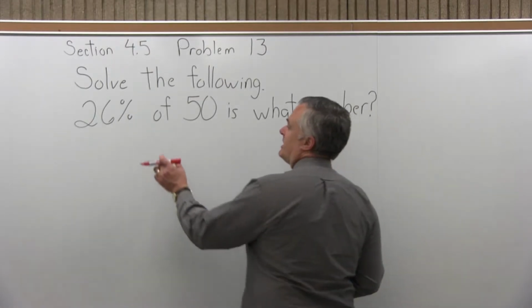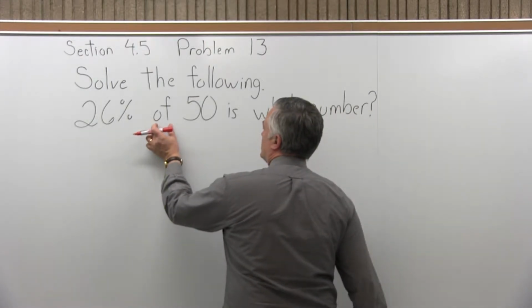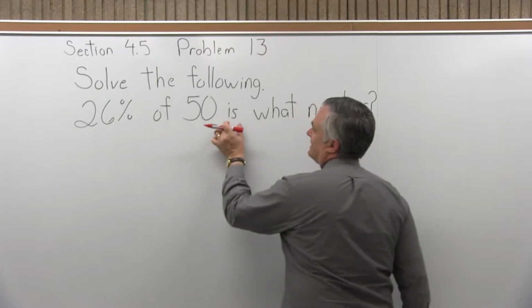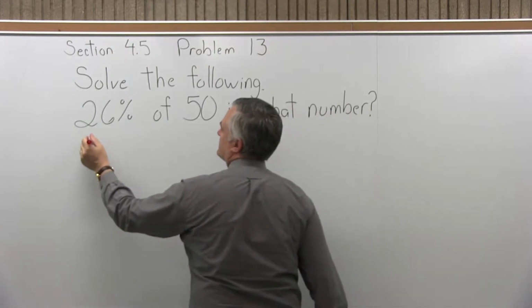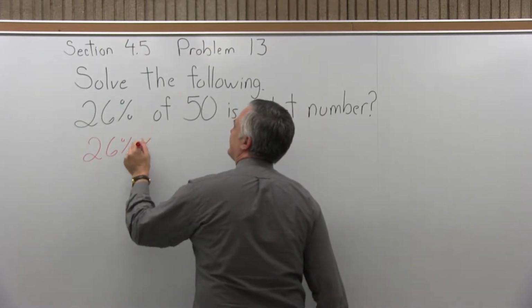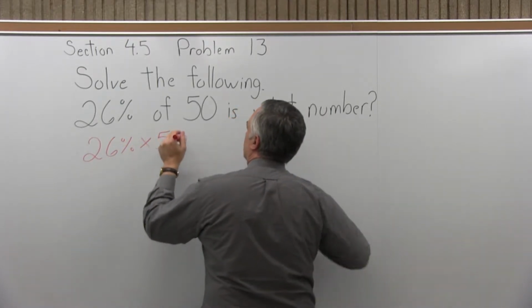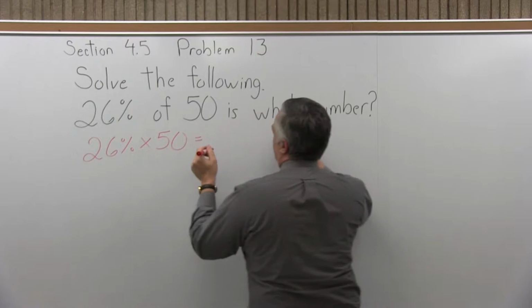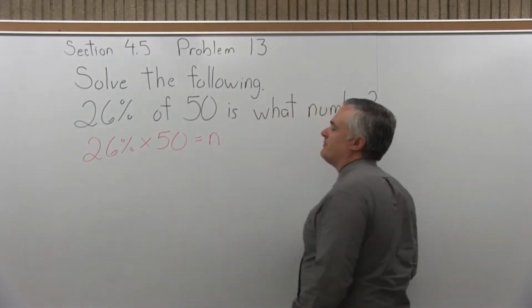So to make it an equation, the word "of" gets changed to multiply. "Is" gets changed to equal. So 26% of 50 is 26% times 50. Then "is" becomes equals, and "what number?" We can just call it n.